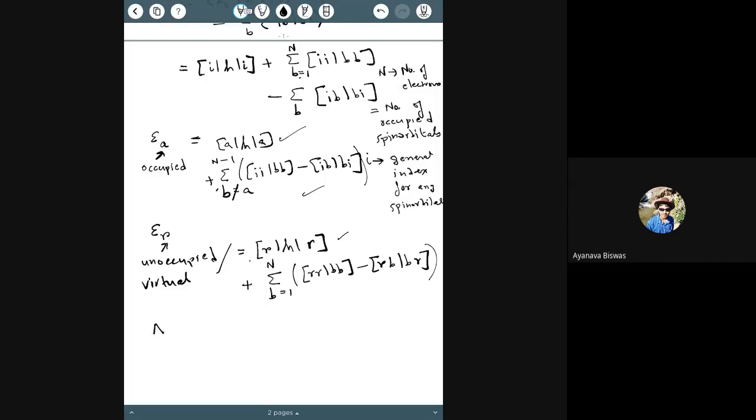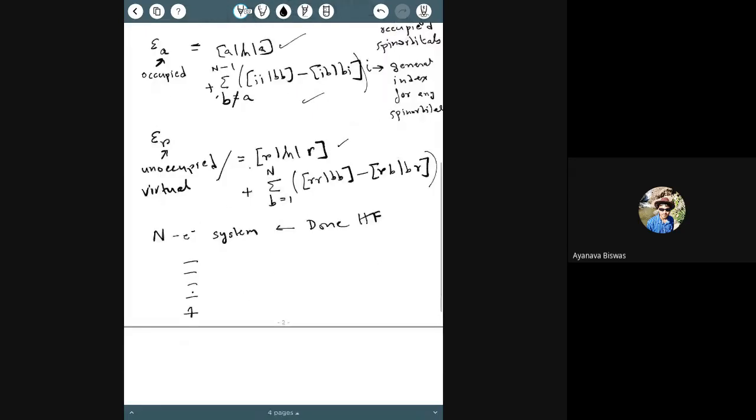So if you have an N electron system and you do the Hartree-Fock for it, so you have solved the Hartree-Fock equation for the N electron system, then the energies of the orbitals that you obtain when they are occupied. I'm just doing a rough thing. It is not necessarily like this. I mean, you could have these two of the same energy as well, or they could be different.